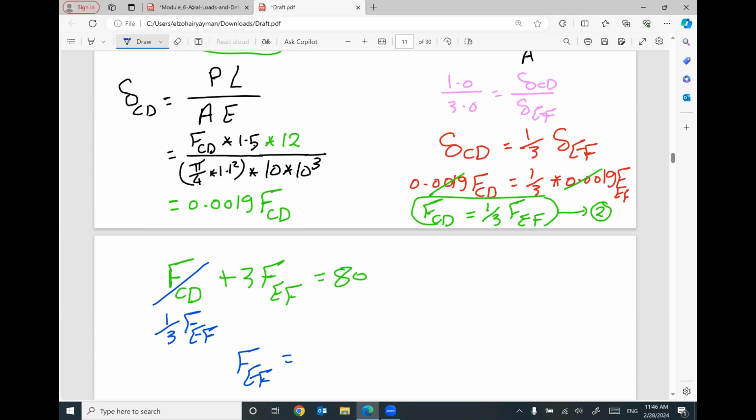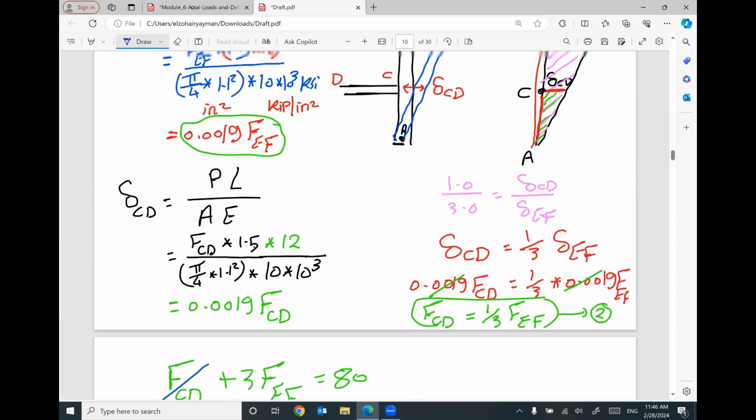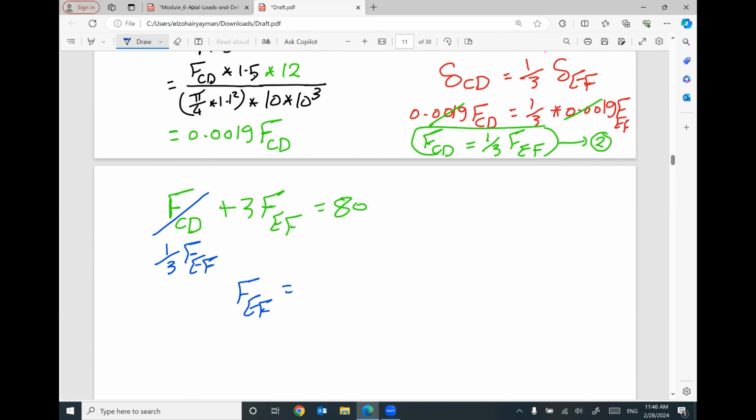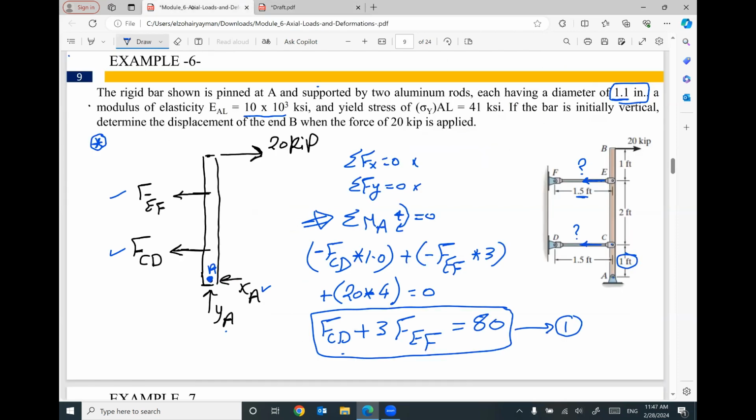So I can say FCD, yes. FEF will be 1/3 plus 3 divided by 80. So the value of FEF will be 24 kip, and the value of FCD will be 8 kip. So the force in this member EF equals 24 kip. And the value in this one will be 8 kip.